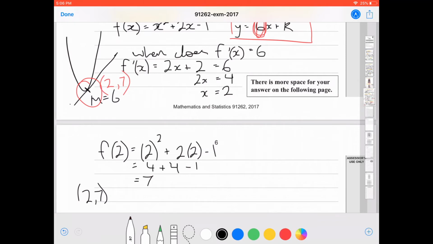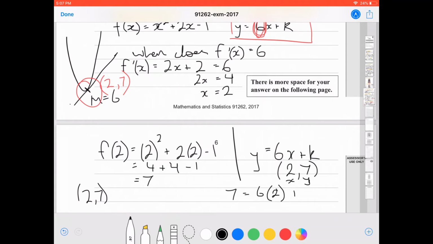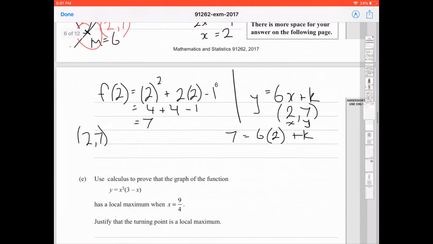Okay, now how does this help us? Well, if we've got a tangent that passes through the coordinate 2, 7, and what is its equation? Y equals 6x plus k. We know it passes through the point 2, 7, and so we can substitute the information. So 2 is your x, 7 is your y, so 7 equals 6 times 2, so it'll be 12 plus k. We'll just scroll down a little bit more here.